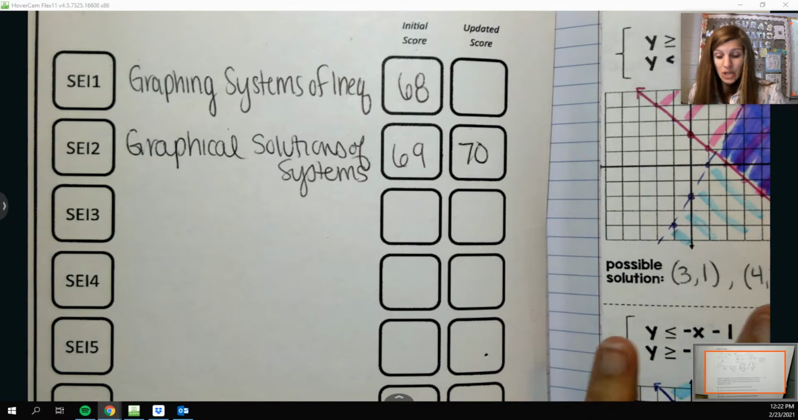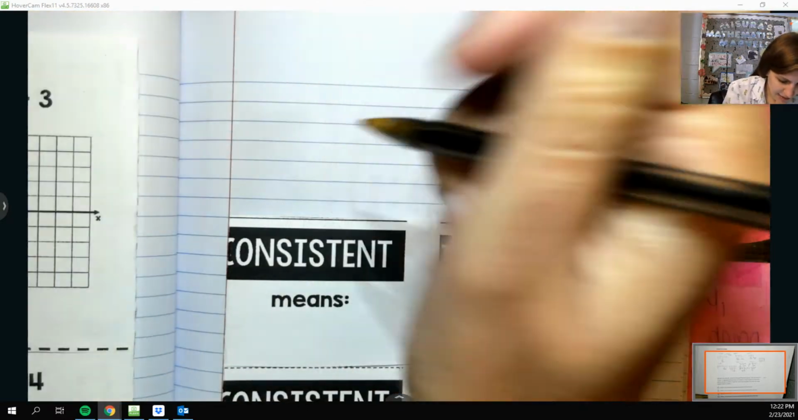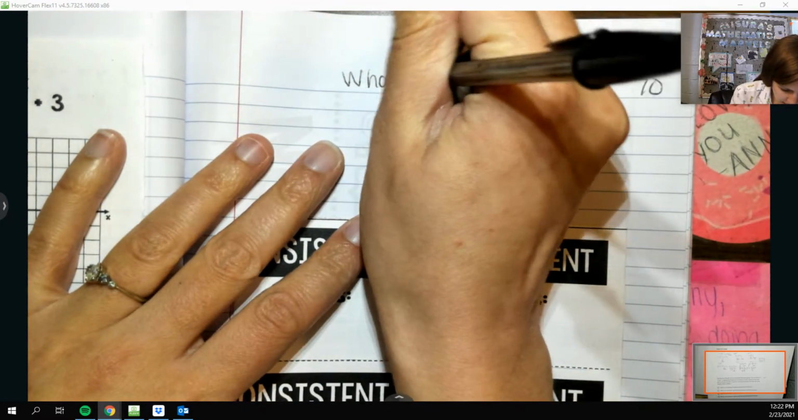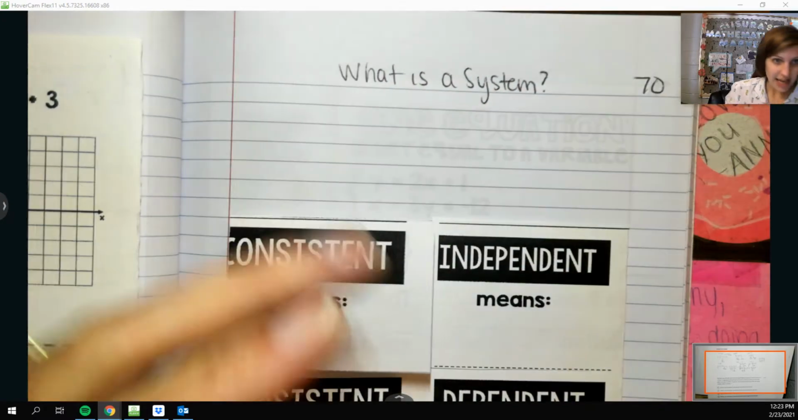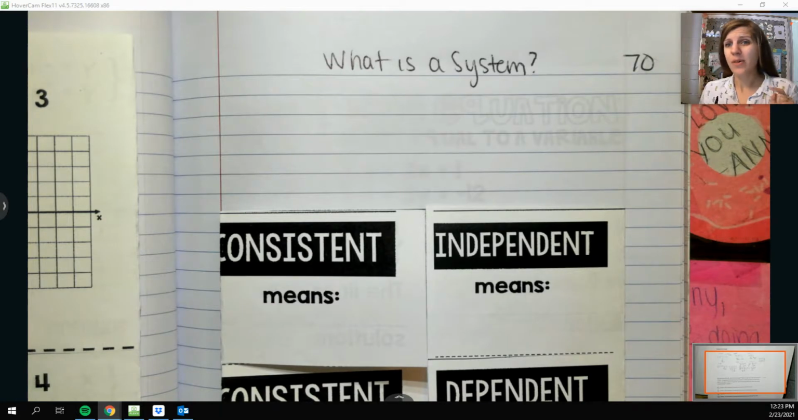Okay, so if we turn the page, we've got 69 here, 70 here. Let's actually start on 70. So we want to answer the question, what is a system? Essentially, a system is more than one thing. Like we were looking at equations last chapter, y equals 2x plus 7. There are two variables there, and I can't solve for both of them unless I know one first.